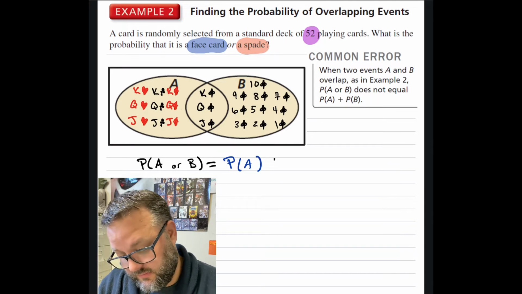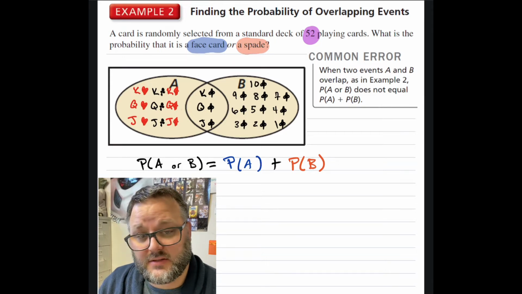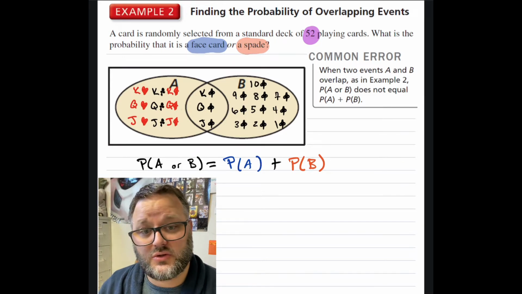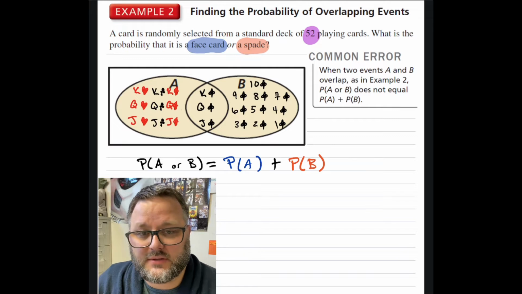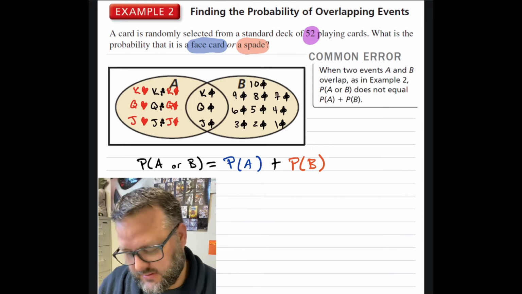and like we said before, we add the probability of B, that means we're actually going to count the king of spades, the queen of spades, and the jack of spades twice in our calculations. But there's only one king of spades, there's only one queen, and there's only one jack. So that would be like counting cards that aren't there, and that doesn't make sense.